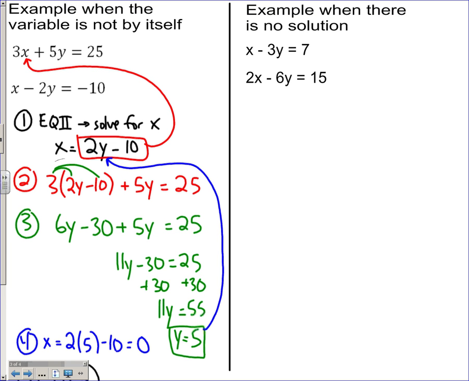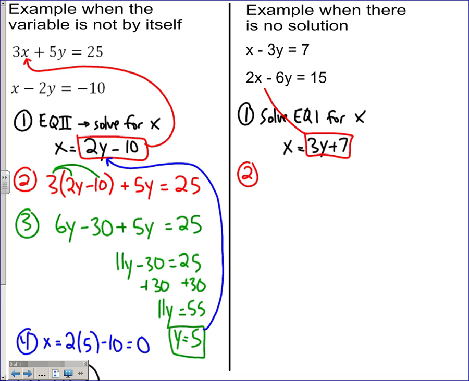All right, our next example is going to have no solution, so let's take a look and see what that looks like. Following the same steps, step 1, we're going to solve equation 1 for x, because that's the easiest thing to do. So I'm going to add 3y to both sides, and I get x equals 3y plus 7. Now we want to plug that in. In step 2, we're going to plug that in for x in equation 2. So 2 times the quantity 3y plus 7 minus 6y equals 15.